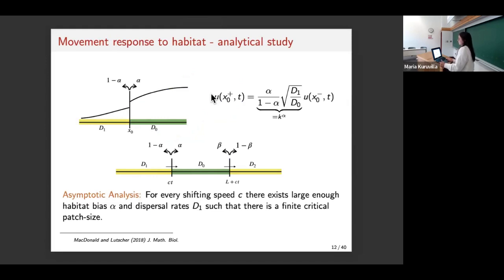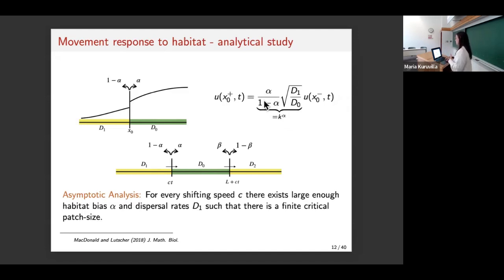So what does movement response to habitat do? Turns out we can actually also study this analytically when we take ct and L plus ct to be our movement of the interfaces. This is K1 or K2. I guess I called it K alpha now on this slide. Apologize for the inconsistency there.